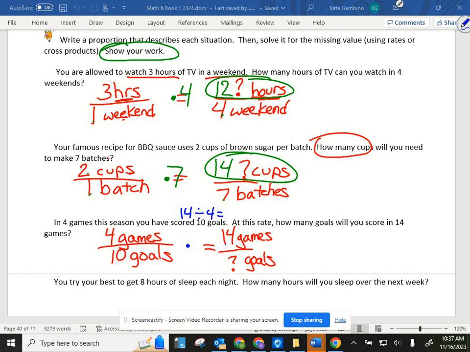What is 14 divided by 4? Zelda? 3.5. So 4 times 3.5 gets me 14. I know I need to multiply by 3.5. What is 10 times 3.5? What was it, Melanie? 10 times 3.5 is, oops, let me move it over, 35 goals. Do you see how we found that?